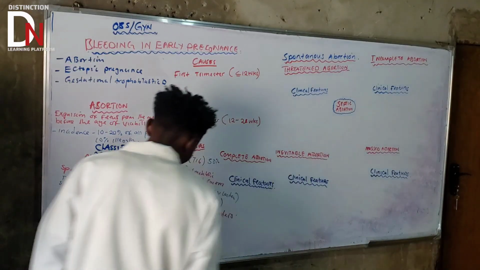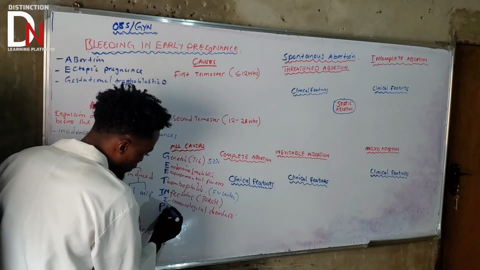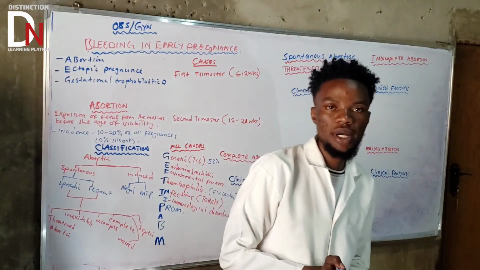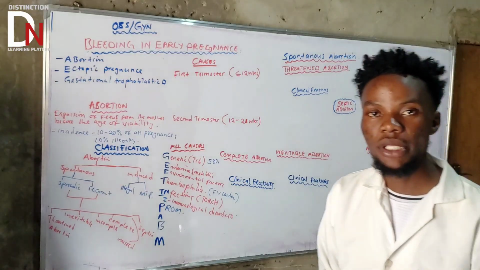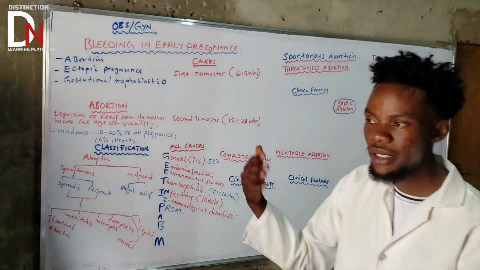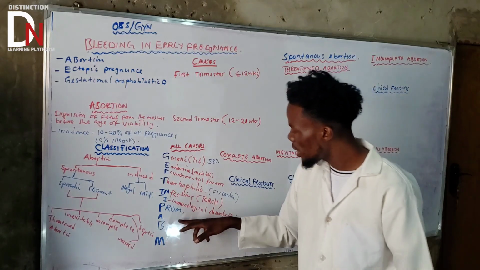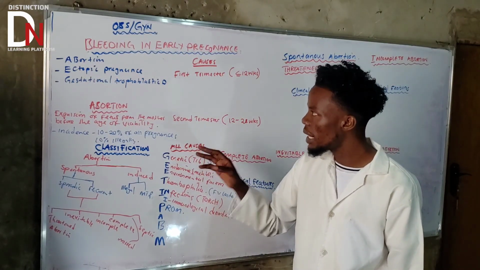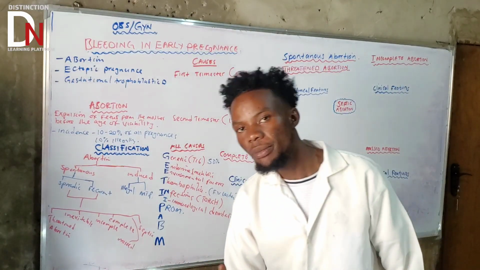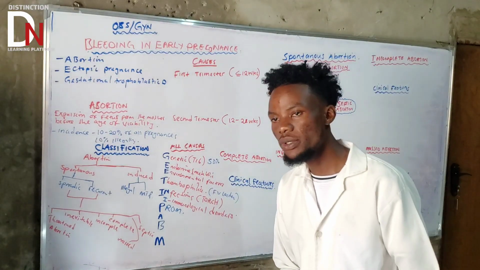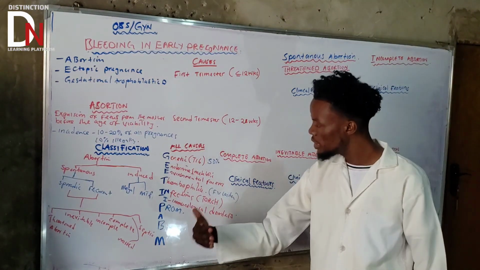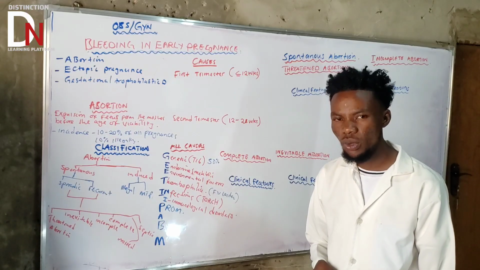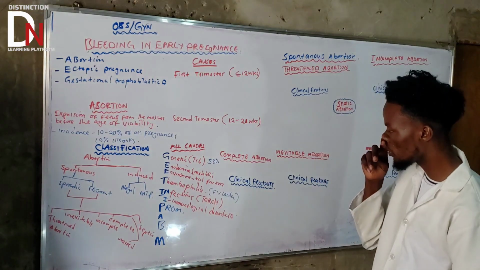What is P? P is what we call PROM. So let's just put PROM. Okay. P is what we call PROM, premature rupture of membrane. The fetal membranes are ruptured due to some certain reason that we'll talk about in future. But this premature rupture of membrane, if it happens early, it's going to cause abortion. But if it happens late, maybe after the age of viability, then you can just say it is causing preterm labor. If it's happening before the age of viability, then you can say the cause of abortion is PROM. Very important. Premature rupture of membrane. Okay.